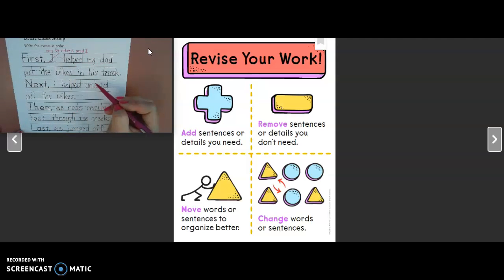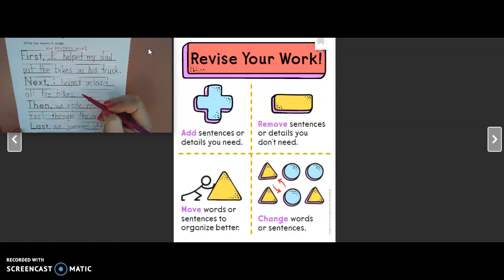Okay, next I helped unload all the bikes. Well, it wasn't just me again. Oh, and that's a lowercase I. That would be under the editing.